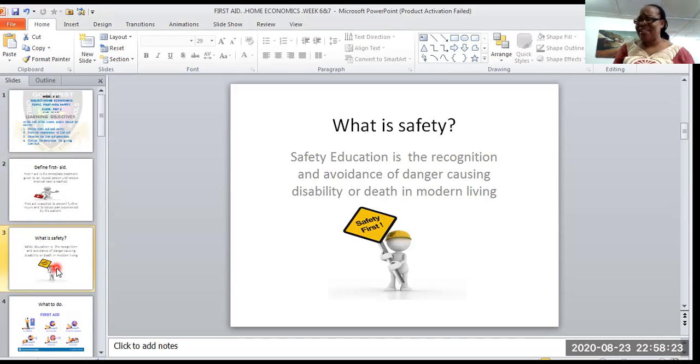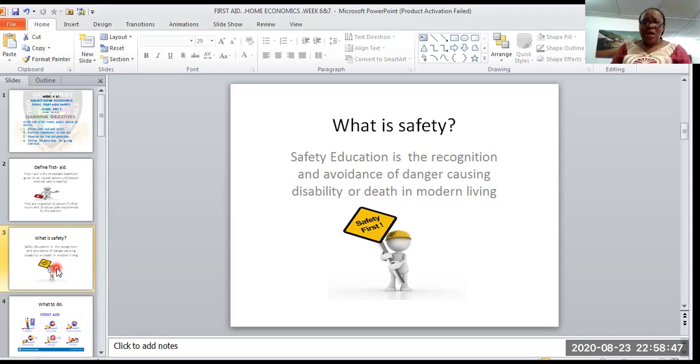Electrocution is a danger. You don't play with sockets anywhere, anyhow. You don't play with short circuits. You don't play with electricity. Those things can cause injury, they can cause disability, they can cause even death, because somebody can easily be shocked to death.